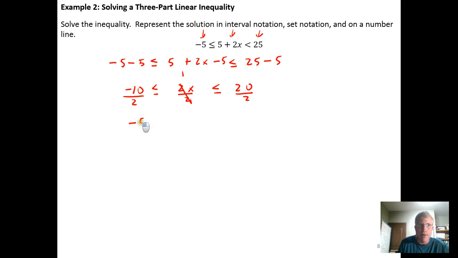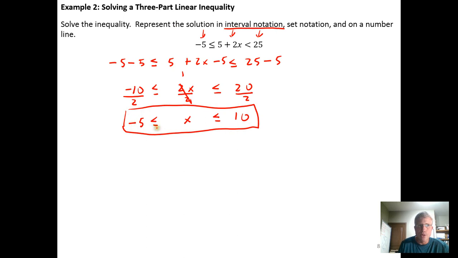So I wind up with negative 5 is less than or equal to x is less than or equal to 10. And then it says represent the solution in interval notation. I have it in inequality notation. In interval notation, I see that I have two numbers as my bounds, negative 5 and 10. This says that x has to be greater than the negative 5, but it can also be equal to the negative 5. So x is between negative 5 and 10, but can also be equal to each of those. So x is an element of the interval from negative 5 to 10. x is between these two numbers.